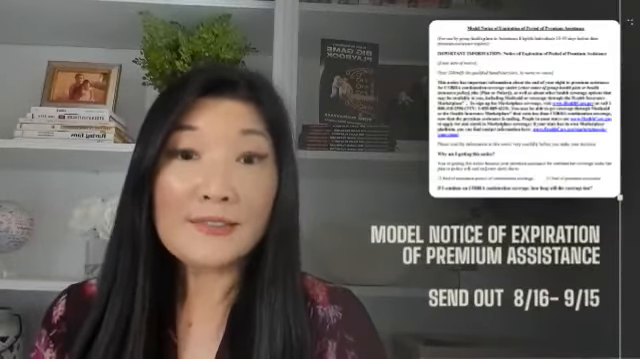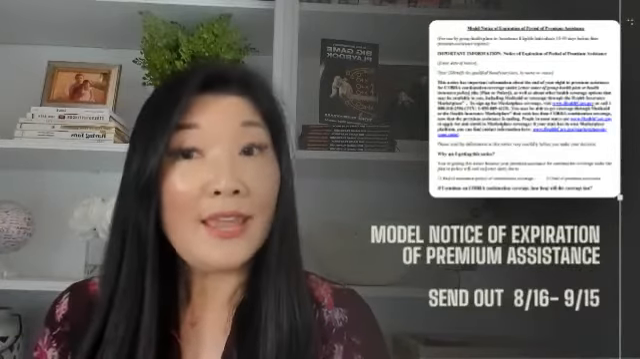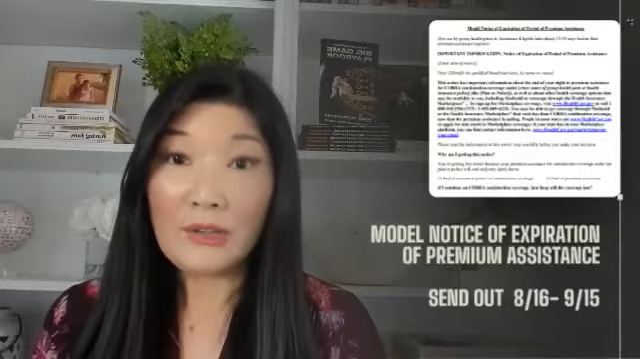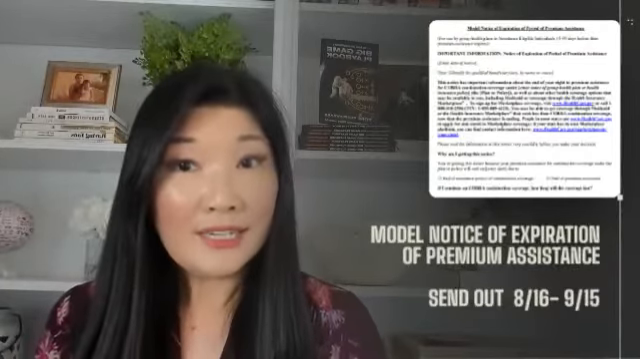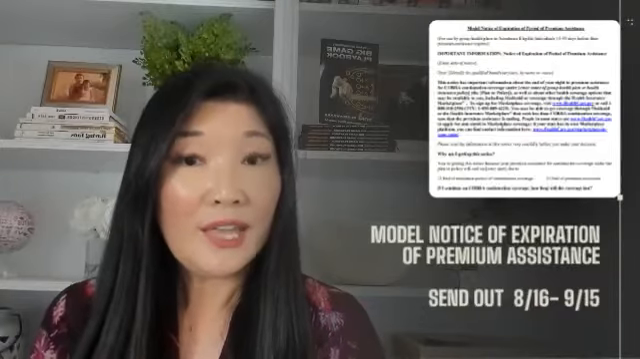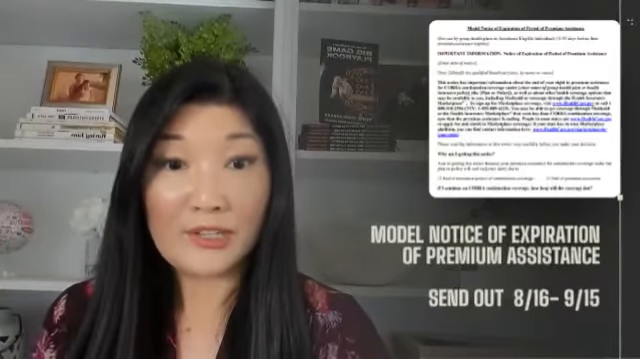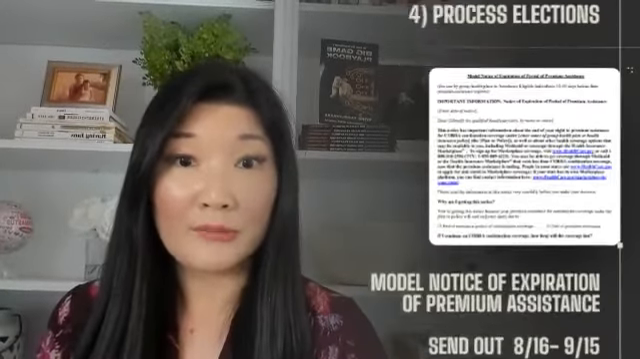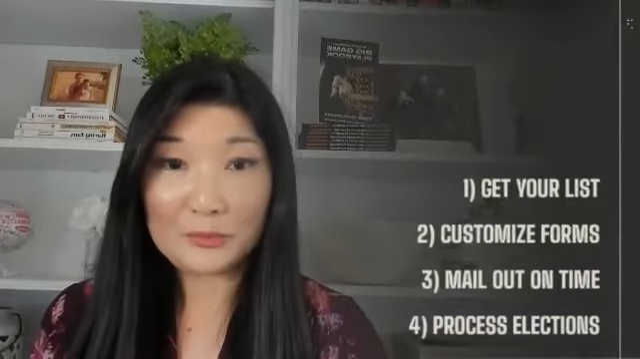Also, they sent us a model notice of expiration of premium assistance, and they do have a deadline as well as when this needs to be sent out. So you'll see it's August 16th to September 15th, letting people know that the COBRA subsidy will be ending by the end of September as well. So you have those requirements on your plate as well if you're administrating COBRA.